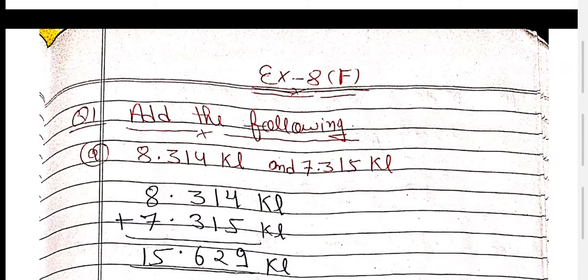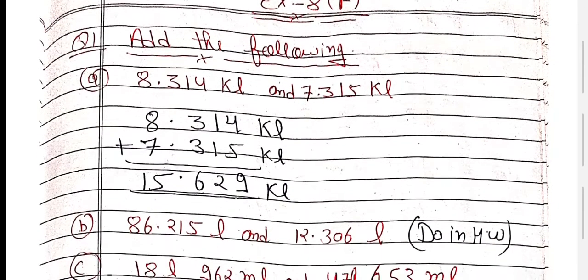Now come on exercise 8F. Today we are solving only two questions in this exercise, that is addition and subtraction. The remaining questions of exercise 8F we will discuss in our next class. Now add the following. All of you know how to add. Just write the number in such a way that decimal is just below the decimal. So you write 8.314 and 7.315.